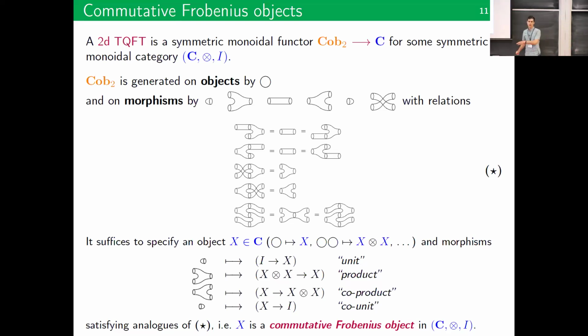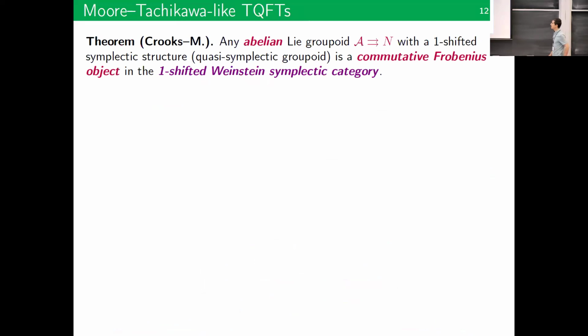And any commutative Frobenius object in the symmetric monoidal category gives rise to a symmetric monoidal functor, which we call a 2-dimensional topological quantum field theory. Okay. So we want to construct commutative Frobenius objects in the one-shifted Weinstein symplectic category. How do we do that? Well, the first thing we can do is take an abelian Lie groupoid, and in this case, it's almost too easy. It's already given to us in the following sense.